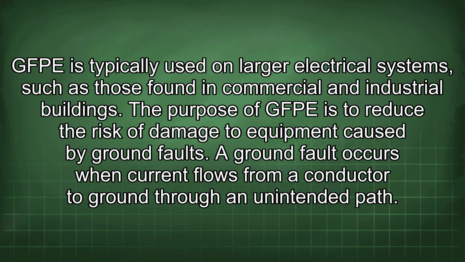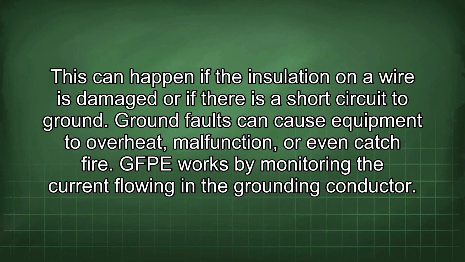A ground fault occurs when current flows from a conductor to ground through an unintended path. This can happen if the insulation on a wire is damaged or if there is a short circuit to ground. Ground faults can cause equipment to overheat, malfunction, or even catch fire.